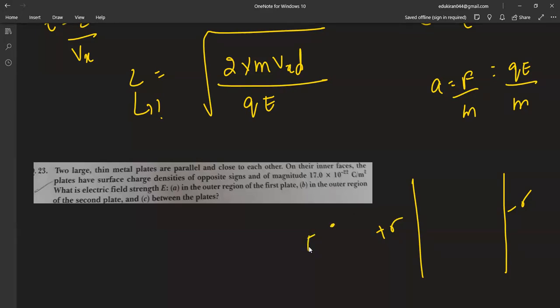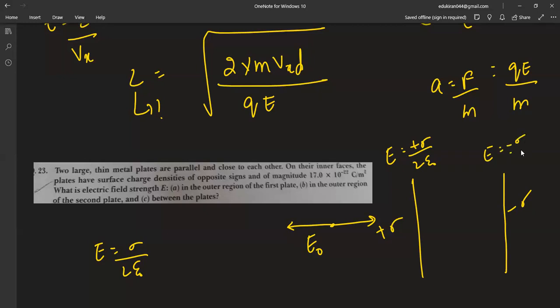If we are taking a point outside, due to the positive plate, the electric field will be away, and due to the other plate, the electric field will be towards it. The formula for one plate is sigma by 2 epsilon naught. So it will be plus sigma by 2 epsilon naught for this and minus sigma by 2 epsilon naught for that, when including direction. When taking magnitude, simply use E equals sigma by 2 epsilon naught. For outside, subtract.